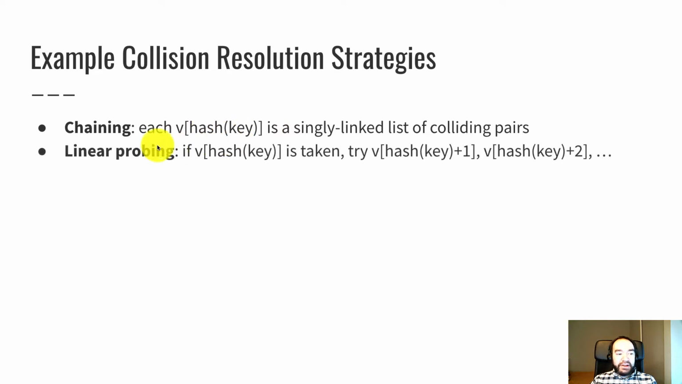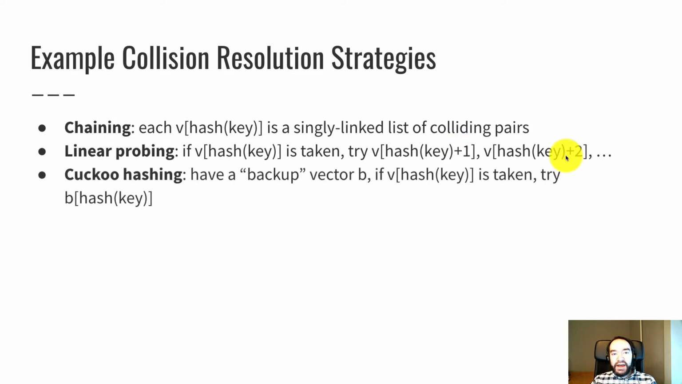Another alternative is called linear probing. There, each element of the table is just a pointer to a single pair, and if V of hash of key is taken, if something is there already due to a collision, then just try the next index up, and if that one's taken, try the next one up after that. Cuckoo hashing is a different idea. There you have a backup vector called B. If you try to insert into V at hash of key, but that's taken due to a collision, then try B, the backup table. And there are others. This video is going to cover the chaining approach.